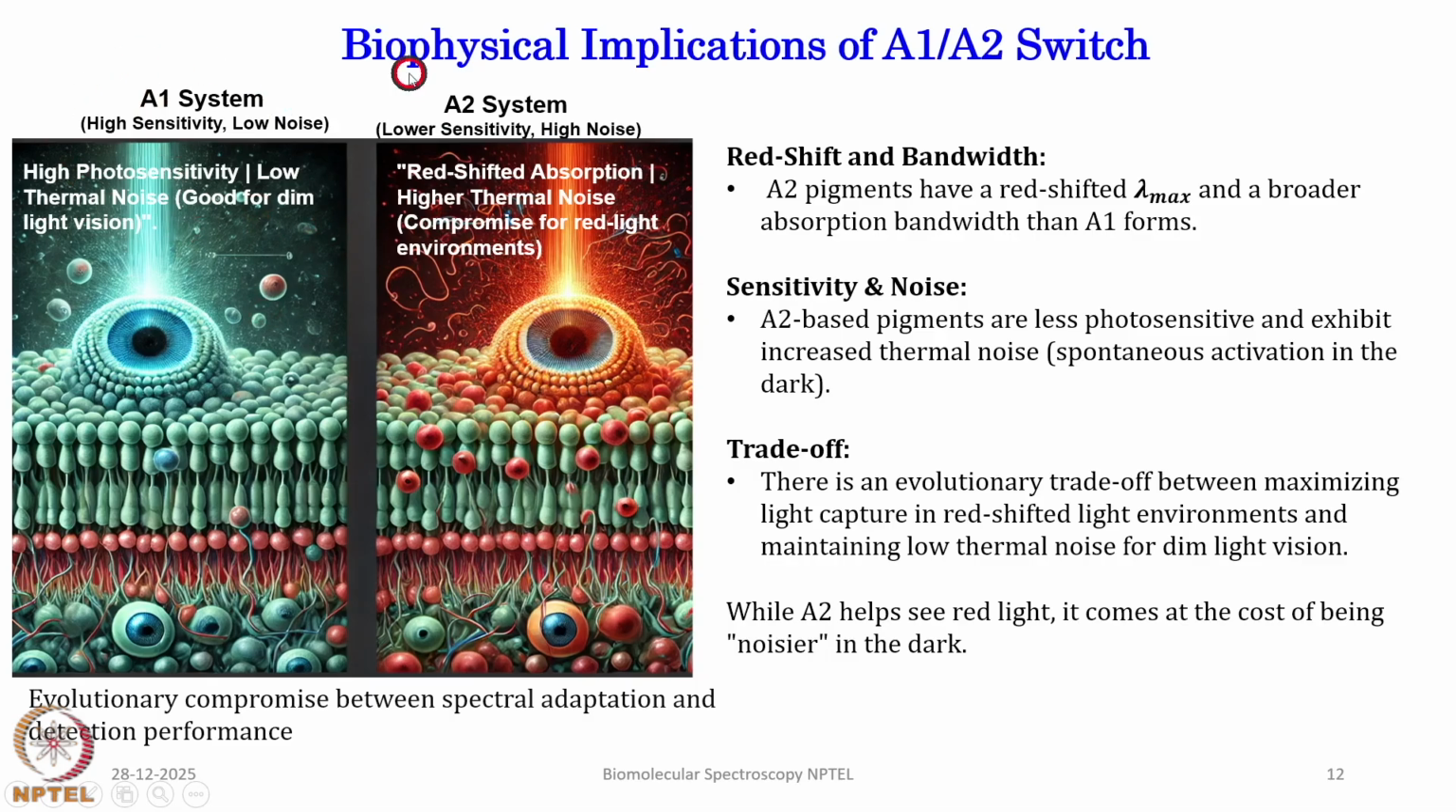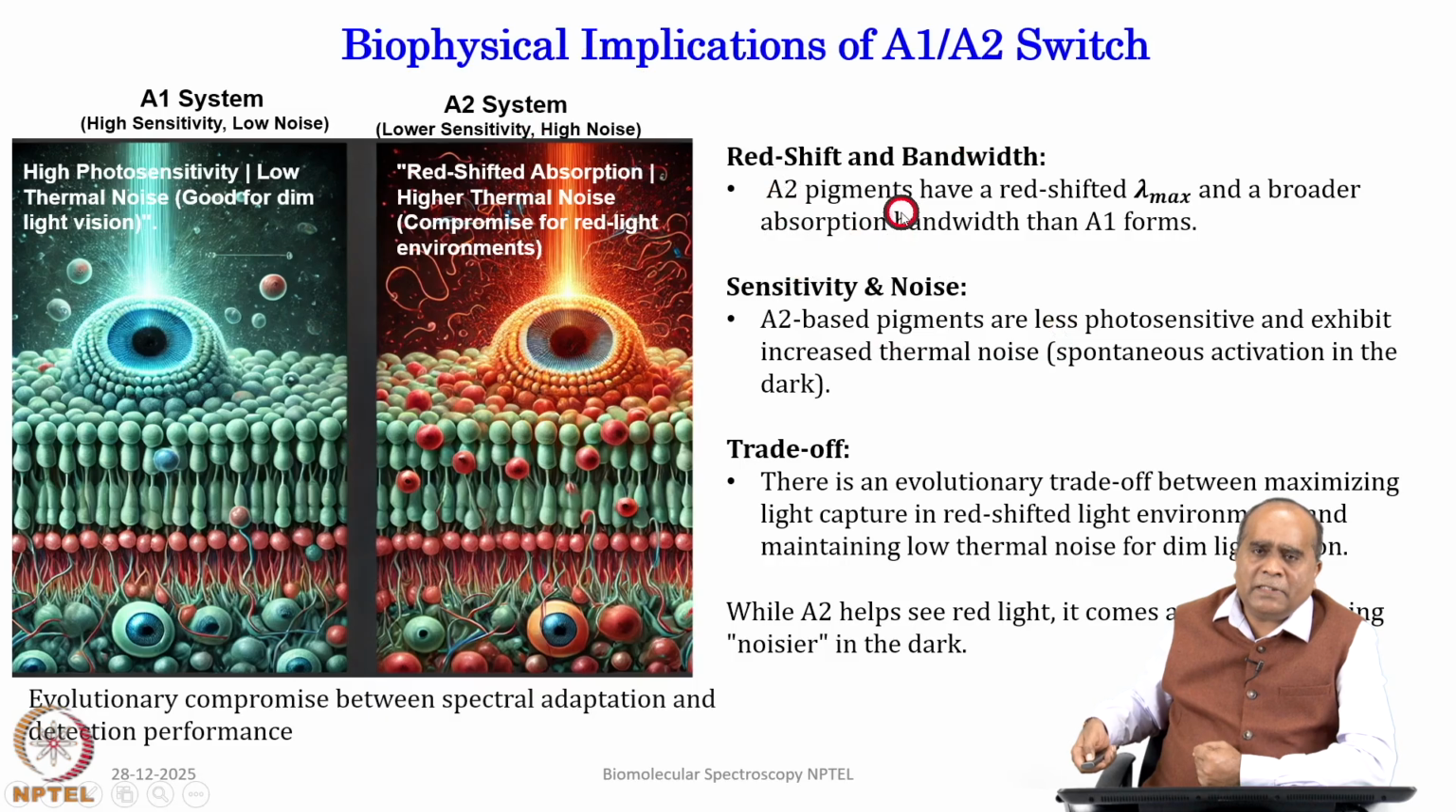A1 system: high sensitivity, low noise, it is a high photosensitivity, low thermal noise, good for dim light vision. Now, red shifted absorption comes with higher thermal noise, a compromise for red light shifted environments; this is in red, this is in blue. So, an evolutionary compromise between spectral absorption and detection preferences can be made by the A1 and A2 systems. So, the A2 pigment has a red shifted lambda max and a broader absorption bandwidth than the A1 form. On sensitivity and noise, if you look at the A2 based pigment, it is less photosensitive and exhibits more thermal noise, right. So, spontaneously it gets deactivated in the dark.